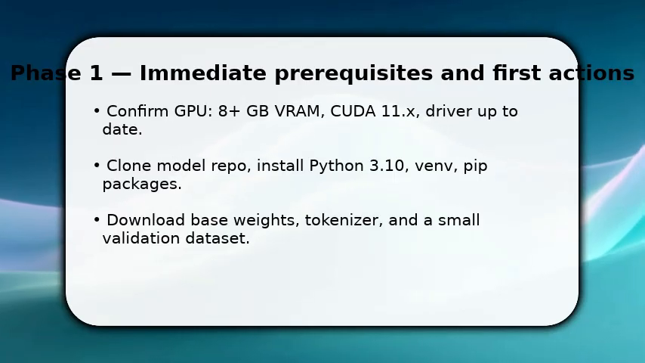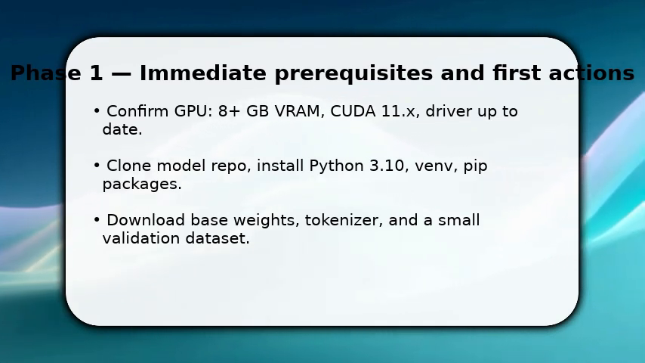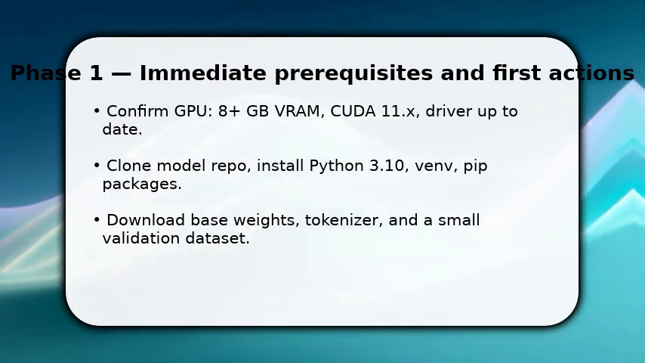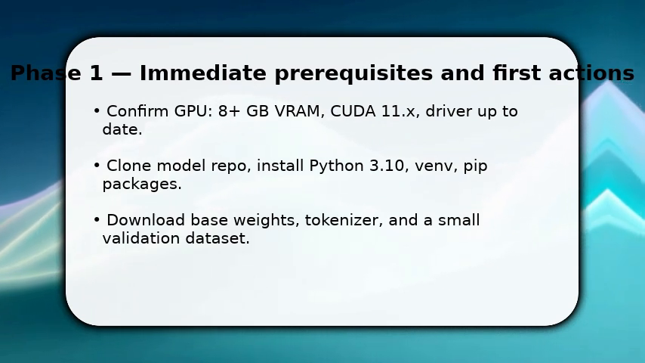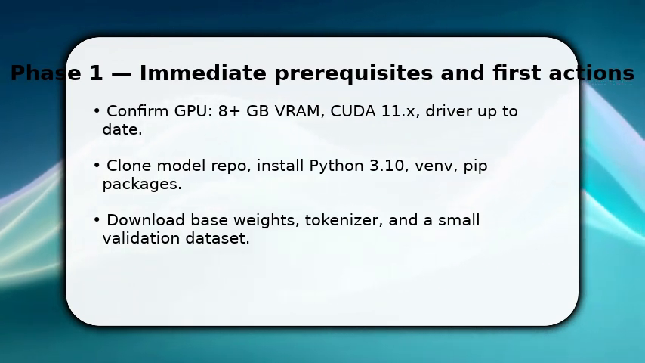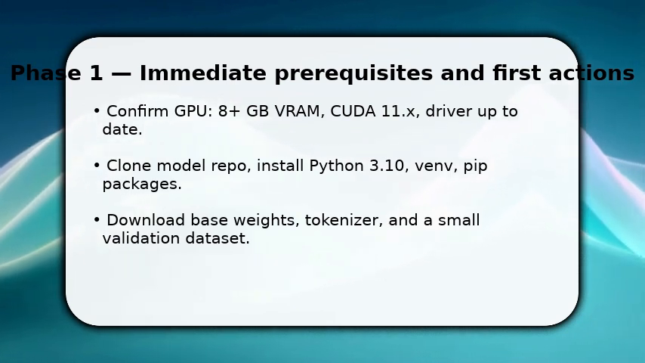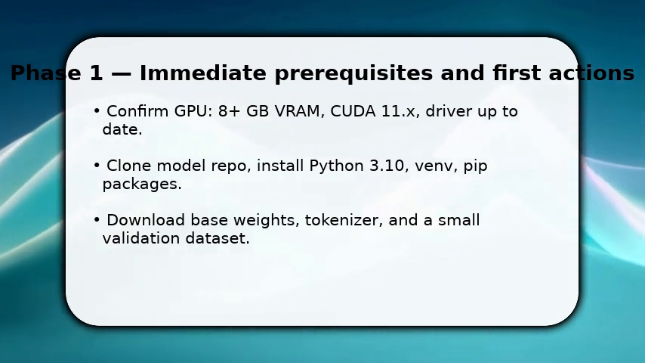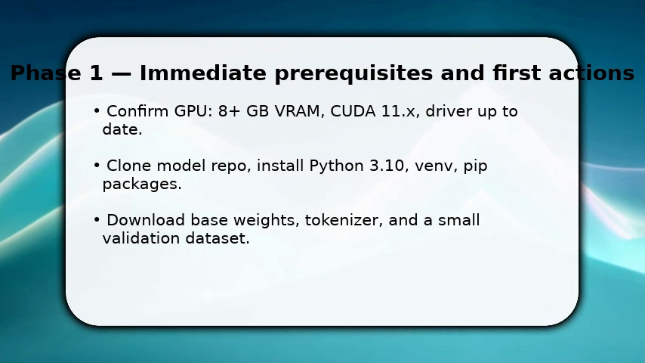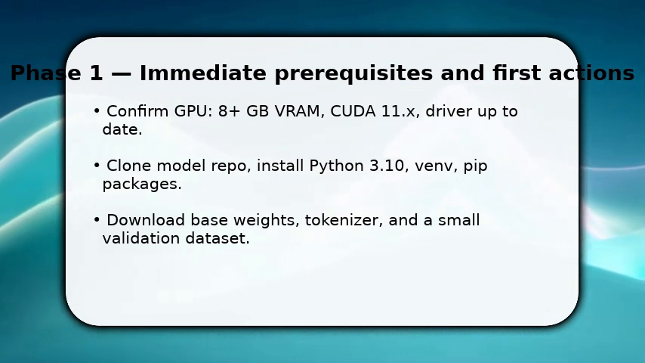You begin by verifying prerequisites: a CUDA GPU, Python 3.10, and sufficient disk space. Once verified, create a virtual environment and pip install the repo requirements. This prevents package conflicts. Then, clone the chosen text-to-image model repository and fetch the base model weights plus a tokenizer so you can run inference immediately.